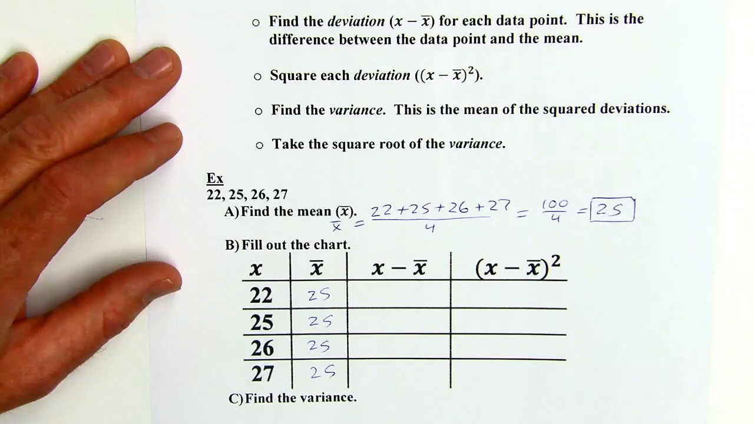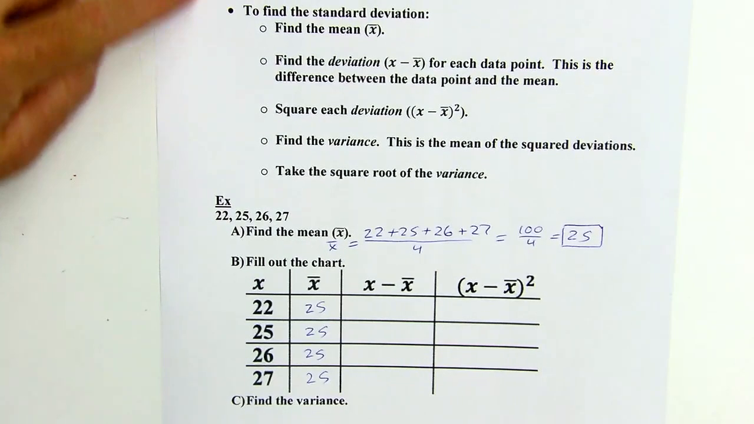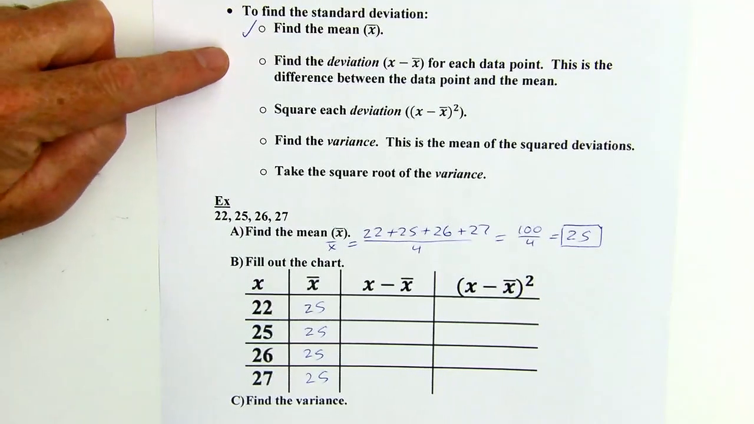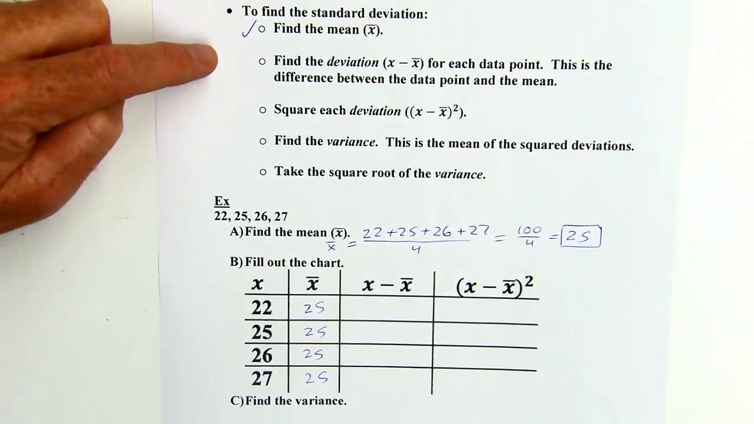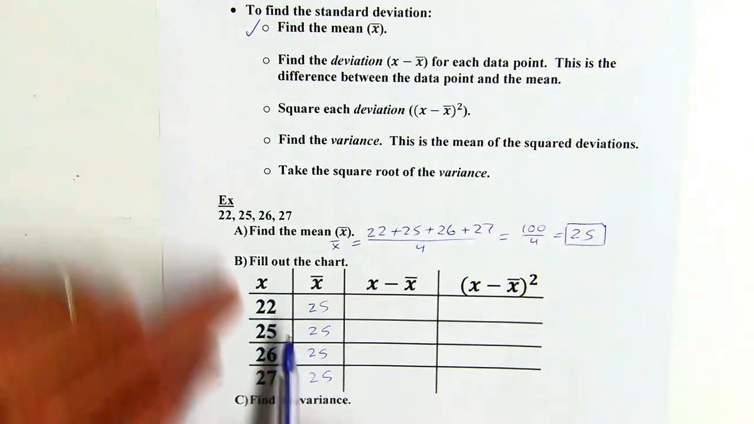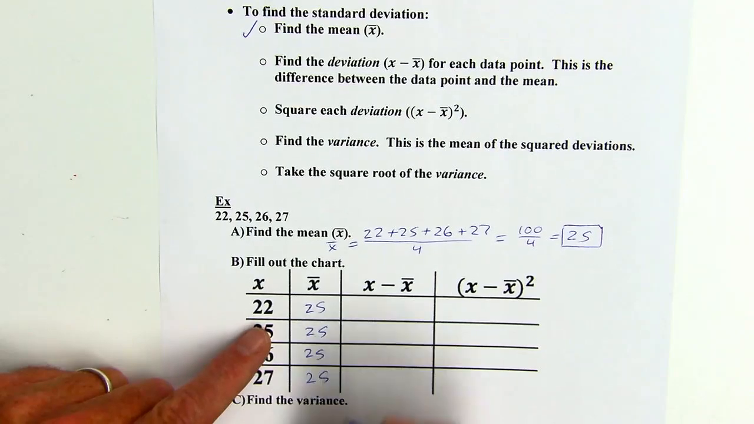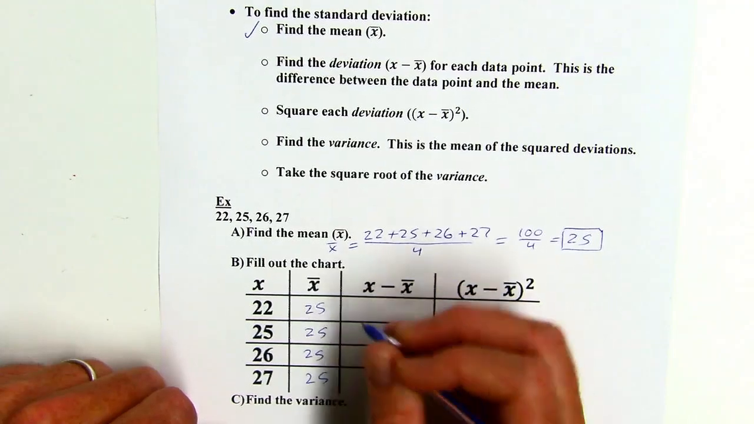So if we go back to the top where I was saying to find the standard deviation, okay, we found the mean there, step 1. Next, we're going to find the deviation. This is not the standard deviation, this is called the deviation. And what we're going to do is take X minus X bar. Well, the X is the original data point, X bar is the mean. So for every one of these, I'm going to do something minus 25 because the mean is 25.